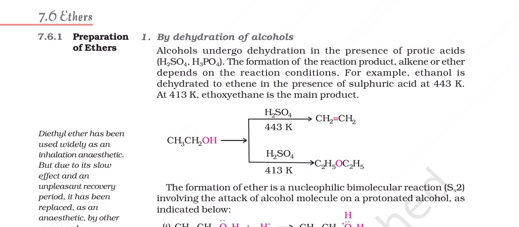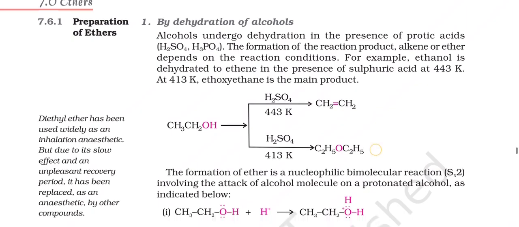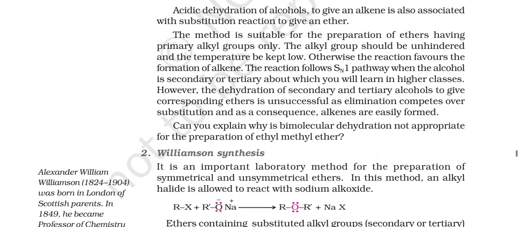Ethers. Preparation of ether by dehydration of alcohol. Alcohols undergo dehydration in the presence of protic acids. The formation of the reaction product, alkene or ether, depends on the reaction conditions. For example, ethanol is dehydrated to ethene in the presence of sulfuric acid at 443 Kelvin. At 413 Kelvin, ether is the main product. The formation of ether is a nucleophilic bimolecular reaction, SN2, involving the attack of an alcohol molecule on the protonated alcohol, as indicated below.